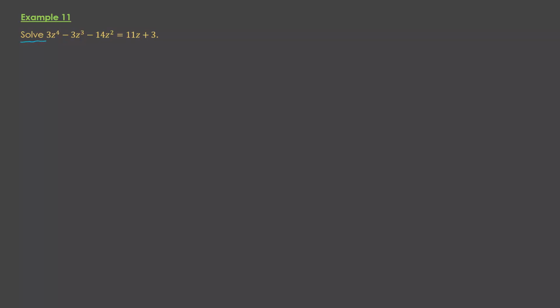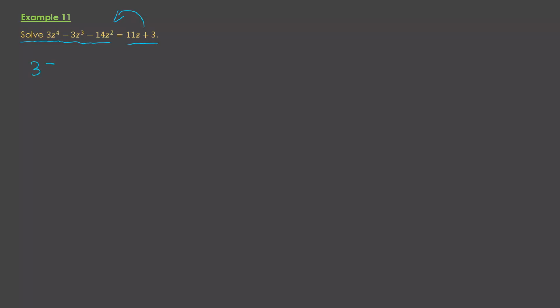We want to solve 3z^4 - 3z^3 - 14z^2 = 11z + 3. We're going to start by putting everything on one side, and then we'll use the factor theorem to try and find linear factors for the left-hand side. So, first of all, let's pop these things over onto this side.